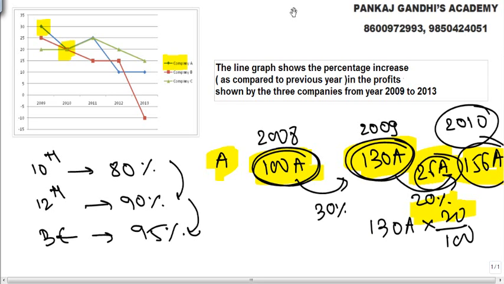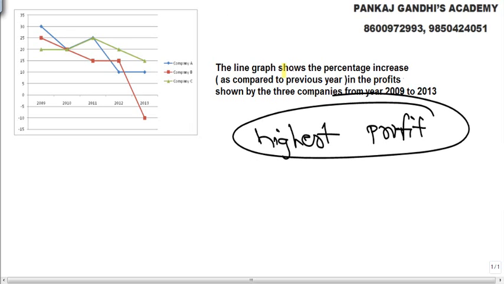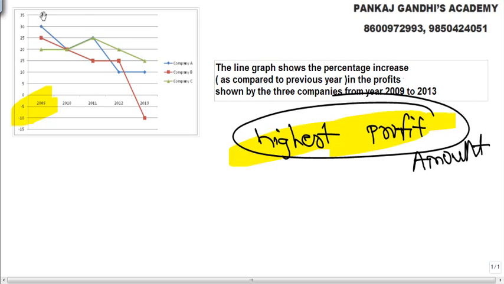Now, third thing you need to understand here is, now if I ask you, which company in 2009 had highest profit? Kids, understand, if I ask you, which company had highest profit in 2009? Profit percentage nahi, amount. Kids, please don't say it was A. A, we cannot say. Look, these values represent percentage increase.